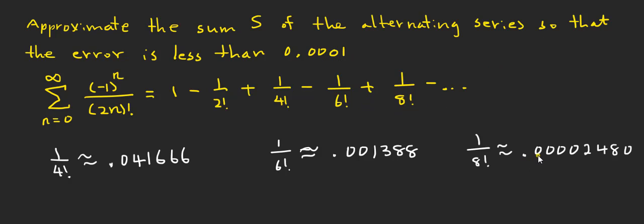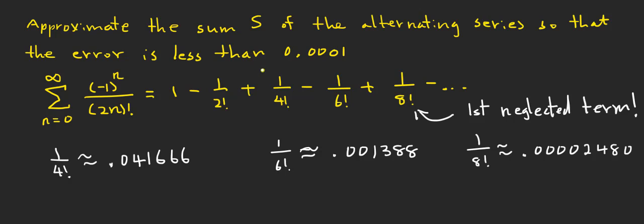So let's try 1 over 8 factorial. And we get 0.00002480. Now notice you have 1, 2, 3, 4 zeros. And this is definitely less than 0.001. So this will be our first neglected term. So if you want to find the sum that has the error less than 0.001, you need to add these 4 terms because you want that to be the first neglected term.